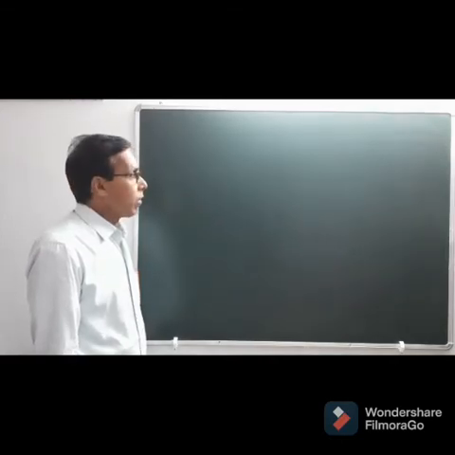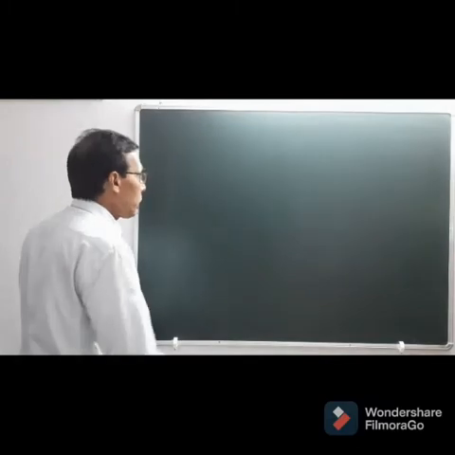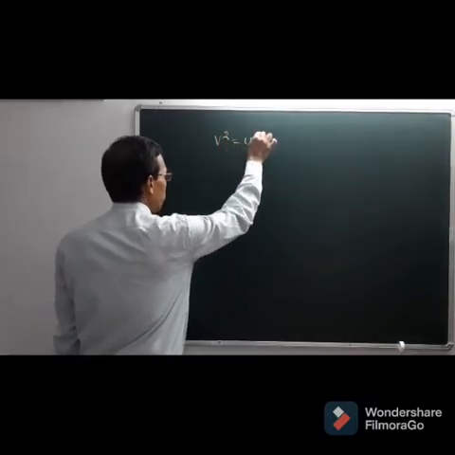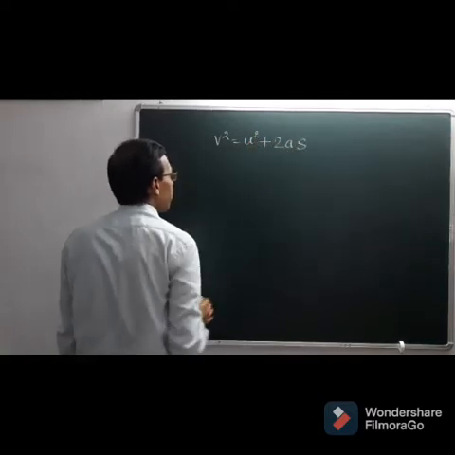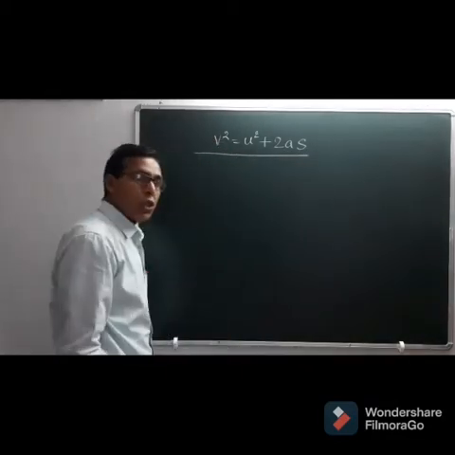Today I am going to discuss the topic derivation of the third equation of motion, that is v square is equal to u square plus 2as. Graphical proof of the third equation of motion.